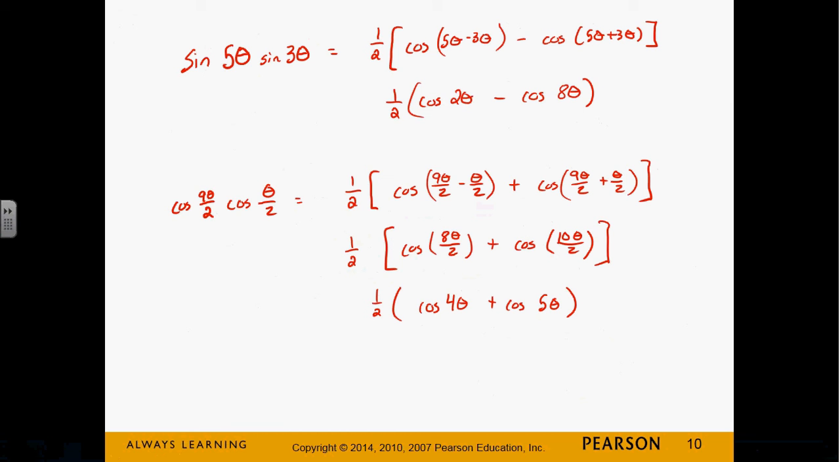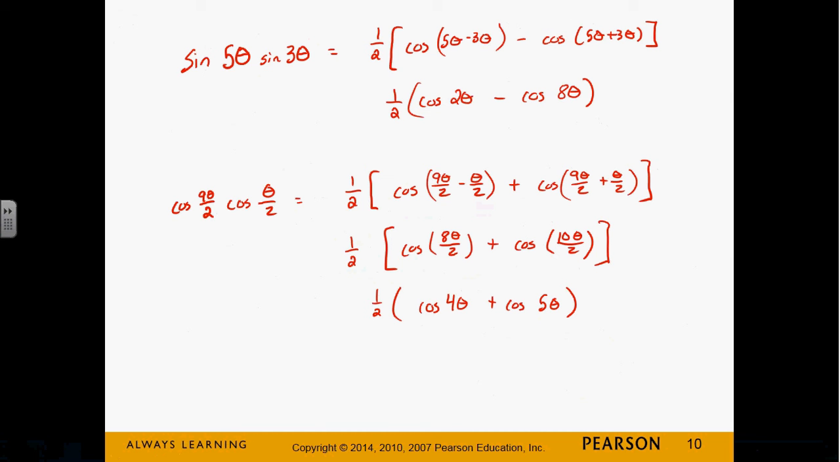Same deal here. We've got 9 theta over 2 cosine theta over 2. So the formula for cosine cosine is 1 half cosine plus cosine. So we subtract here, 9 theta minus theta gives us 8 theta over 2. 9 theta plus theta is 10 theta over 2. So we wind up with 1 half cosine 4 theta plus cosine 5 theta. No conceptual work here. This is all just plug and chug, right? You've got the formula. You just plug the values in.